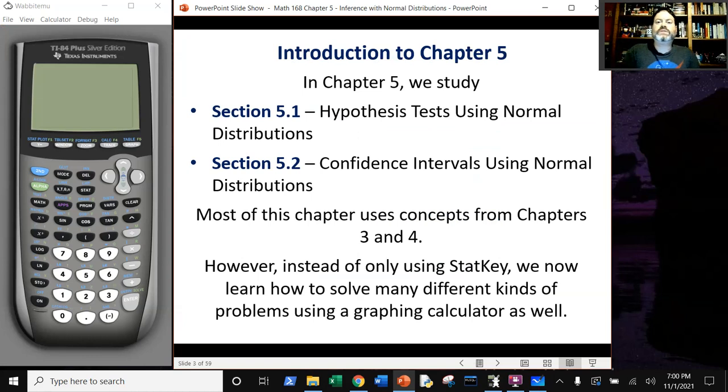Just as a quick introduction, there's really only two things we study. The topic of the chapter is normal distributions, so we're going to learn about those. Then we're going to do some hypothesis testing and some confidence intervals in the next section. Most of this chapter uses concepts from chapters 3 and 4, so theoretically, it's a lot of the same stuff. However, in application, we're going to be doing different things inside StatKey, and of course, as you can see, we're going to be using the graphing calculator.